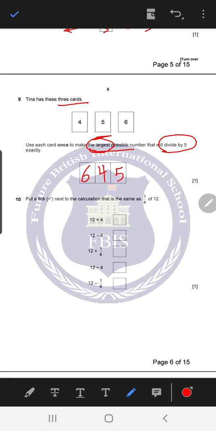So the answer is 645. Again, since it's divisible by 5, we put 5 in the units. And since it's the largest, we put 6 in the greatest place value, which is hundreds.